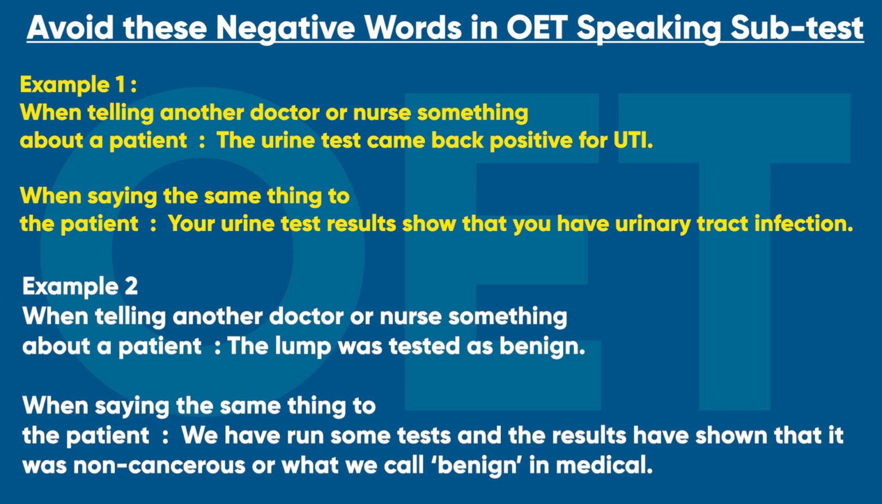Another example: the lump was tested as benign. Here you need to explain the word to the patient, because otherwise the patient may ask, do I have cancer or not? So we can say, we have run some tests and the results have shown that it was non-cancerous, or what we call benign in medical terms. This is the way you can tell the same thing to a patient or the carer of the patient who is not a medical professional.